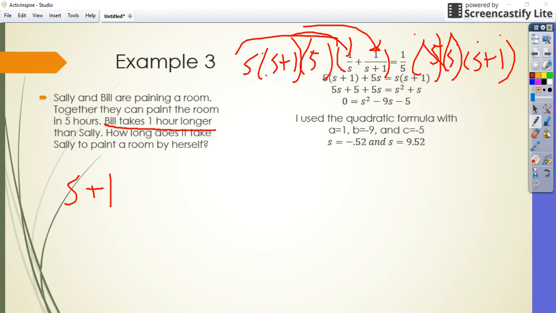Now, I didn't go through the whole quadratic for you. There's a whole another video, but right there is a quadratic. And this one didn't look like it factored very well, so I just went straight to the quadratic formula, where a equals 1, b equals -9, and c equals -5. And when I got that, I ended up with two values, -0.52 and positive 9.52. This one I'm going to throw out. There's my value right there, okay? Because that means Sally takes 9.52 hours, okay?